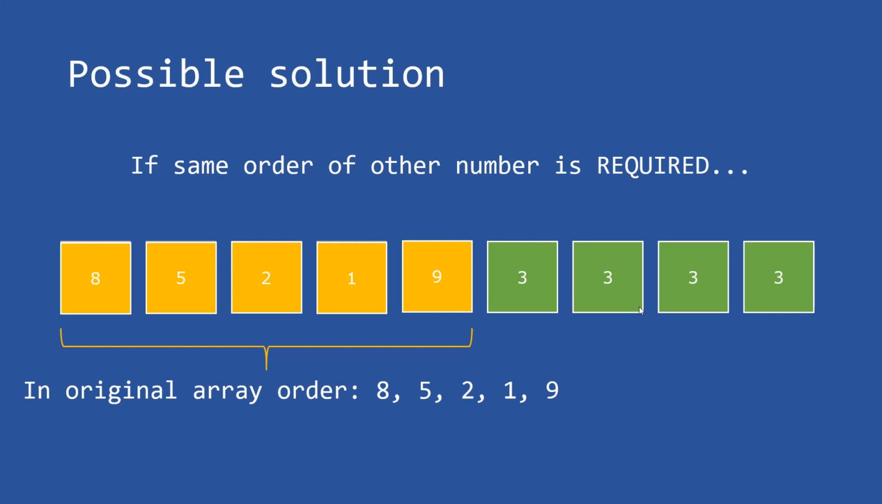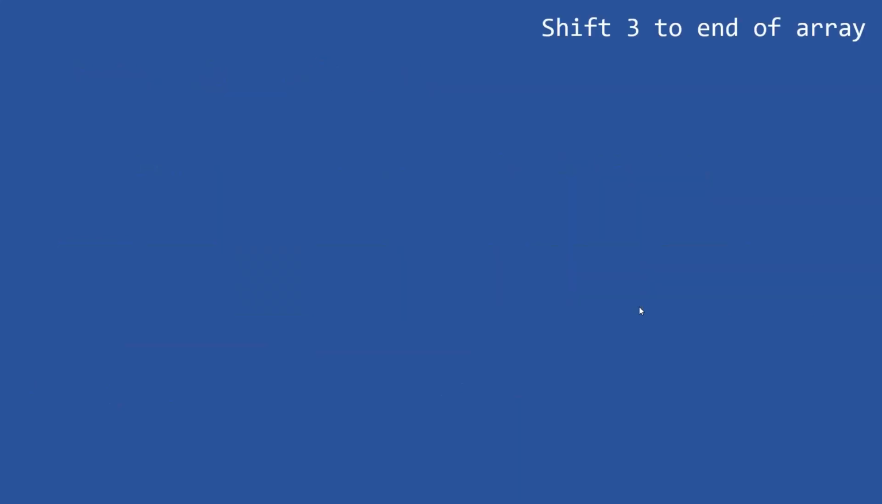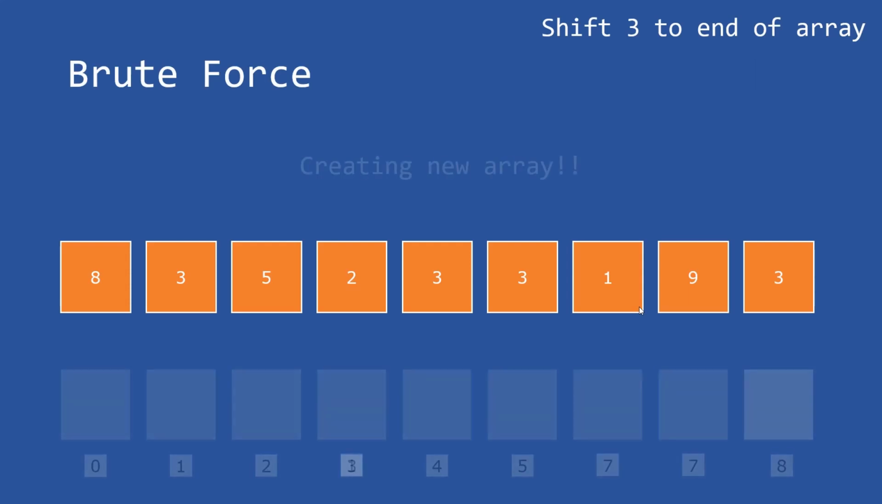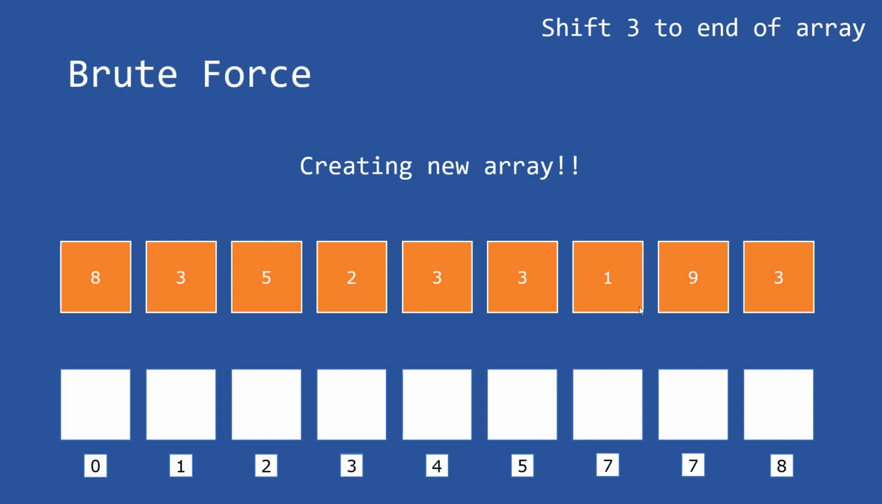Now let's try solving this problem. Okay, now when we see any problem, when we try solving it, we try with a very simple approach. So let's solve this problem using a very simple approach. So you are given an array and you need to shift all the instances of 3 to the end of the array. Now a very brute force approach, at least what I can think of, is I will create a new, blank array.